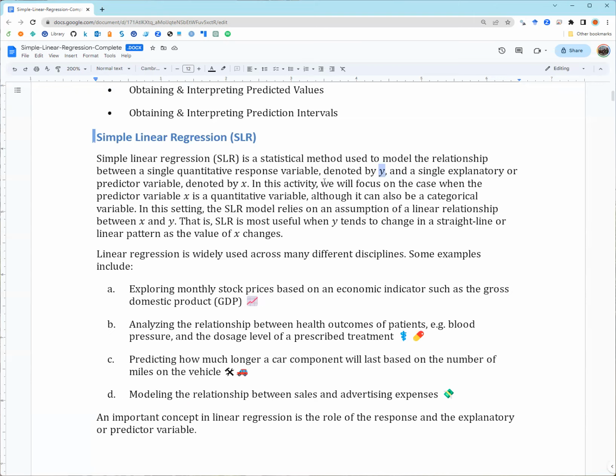So simple linear regression, or SLR, is most useful when y and x are related via a straight line relationship. That is, there's a linear relationship between x and y. Although that's not the only time you can use it, that's the ideal setting.